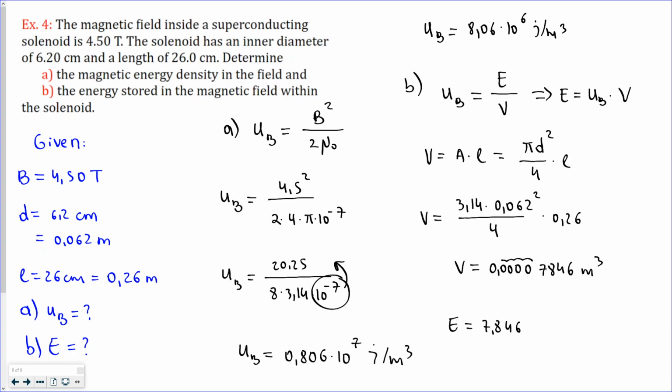So this is actually 7.846 10 minus 5 multiplied by 8.06 10 to the 6. So finally the answer here is approximately 6.32 kilojoules. So we get a big amount of energy because the field is very big.